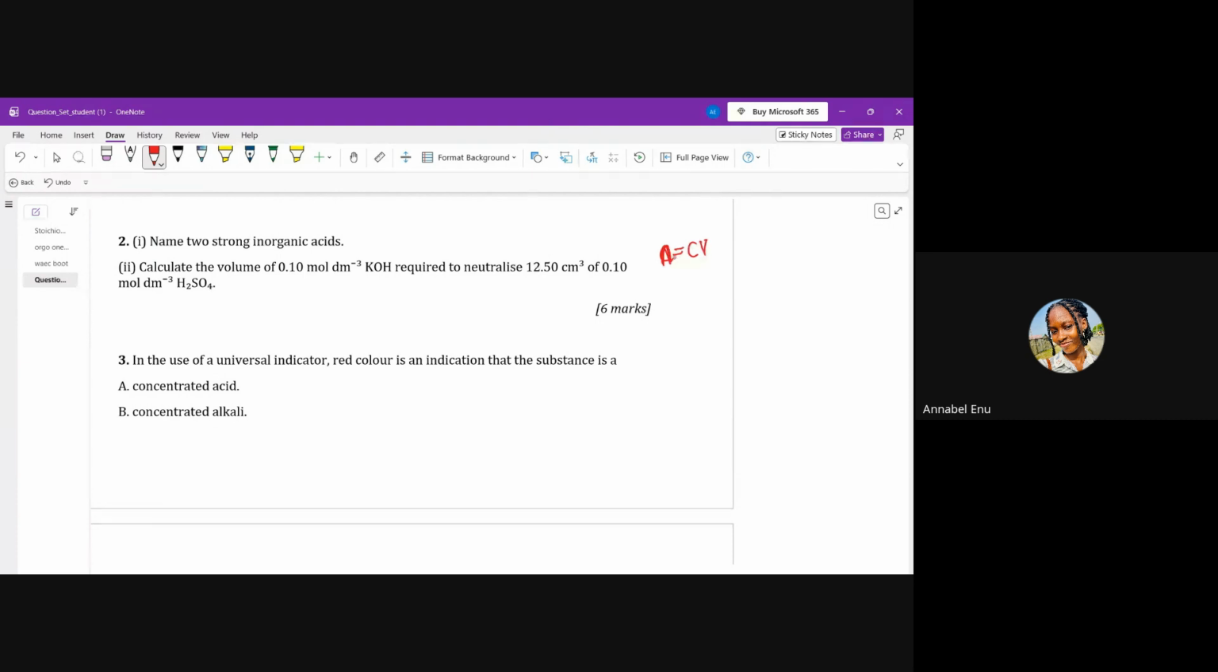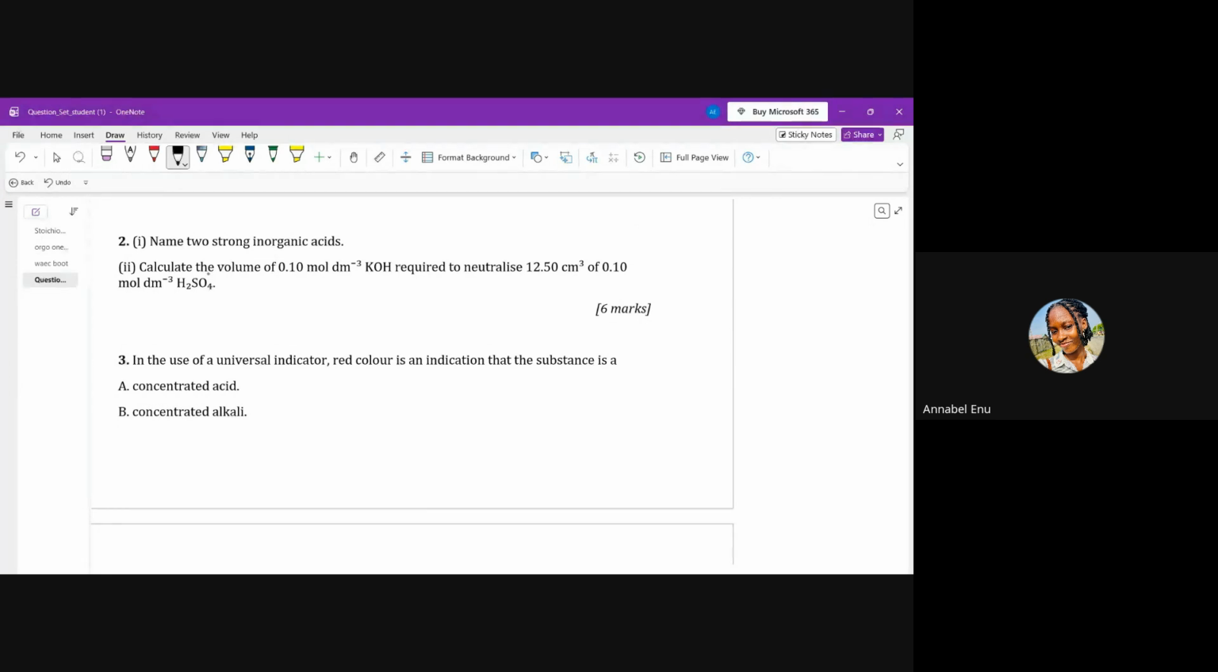Okay, then when I was in school, I used to say this CV is curriculum vitae, what people used to apply for a job. And so that was how this formula stuck to my brain. Okay, but you can do what works for you.